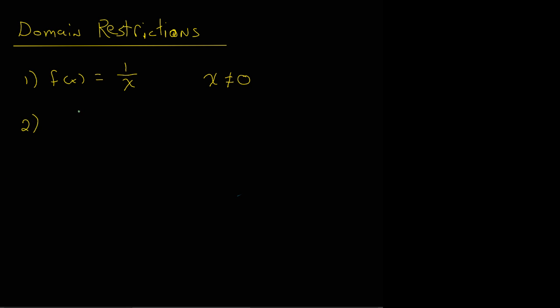And the other thing that we don't do is if I have some function in a square root, what's within the square root, or any even power root, has to be greater than or equal to 0. Otherwise, I would not get a real number returned.